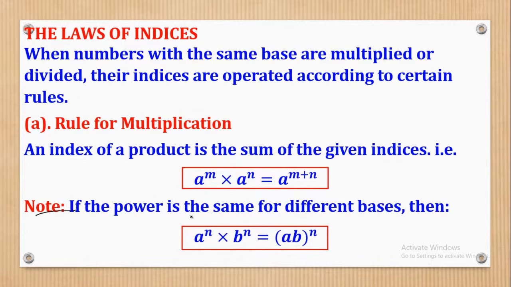However, previously it was the base which was the same, but there are some cases whereby it is the power which is the same and the bases are different. In that case, you just multiply these 2 bases to come up with this, then raise the same power. So those are the 2 conditions for multiplication. The base can be the same or the power can be the same.